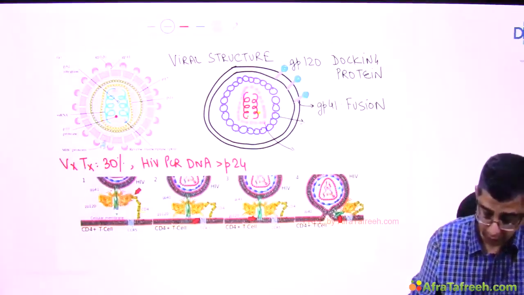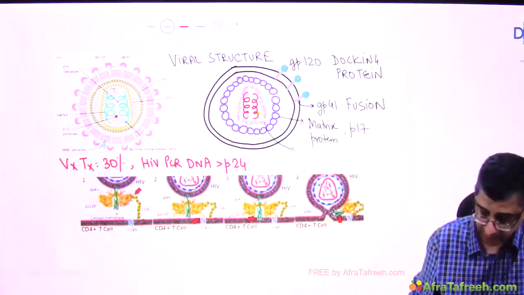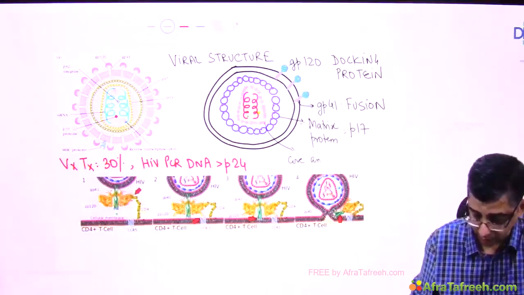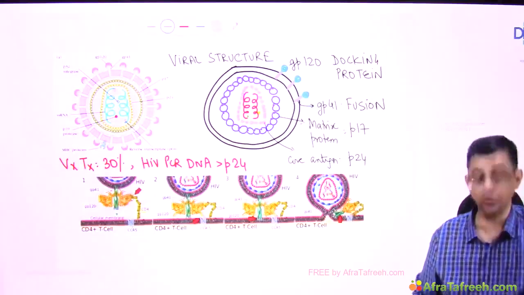The blue structure which is shown here is the matrix protein. This matrix protein is referred to as P17, and inside this P17 is present the core antigen, which has been shown in color purple. The core antigen is the one which is P24.